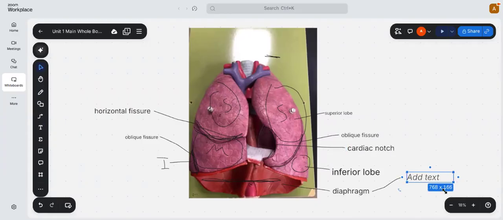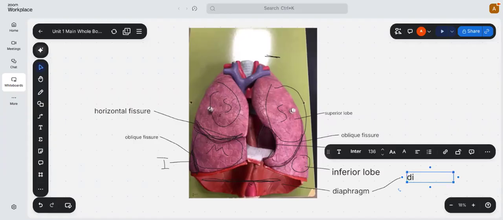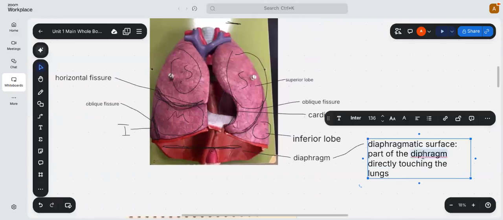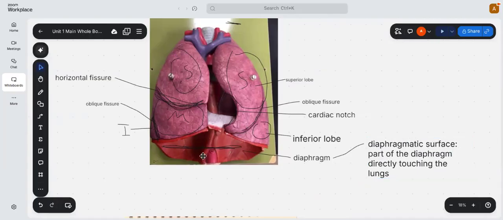I'll make this text box bigger so you guys can see. The diaphragmatic surface, parts of the diaphragm directly touching the lungs. So that is what the diaphragmatic surface is. If you were to take this model and flip it around, you could see that there is probably going to be a white part that is connected to this red over here. And I would say that that would be the diaphragmatic surface.